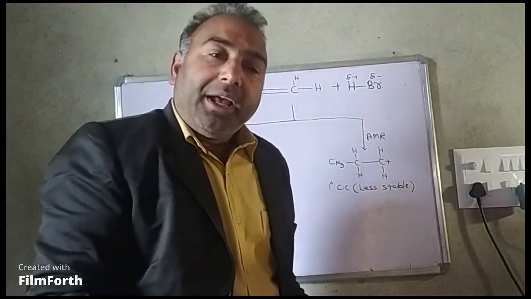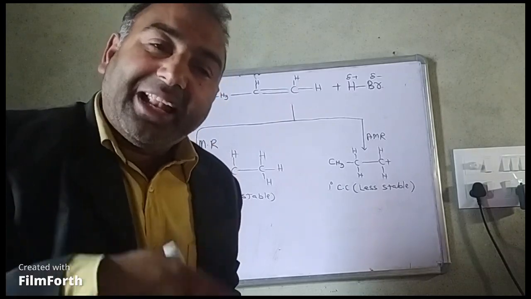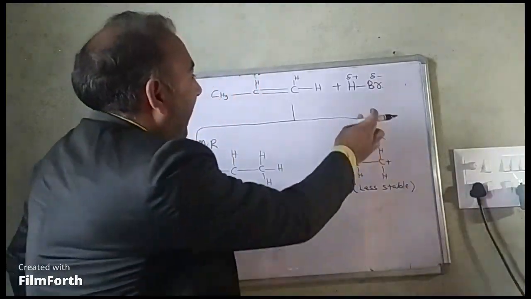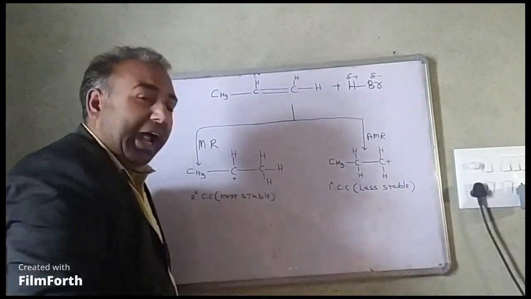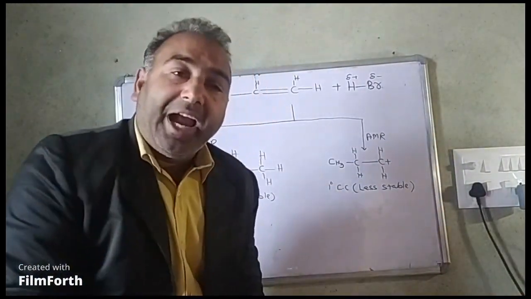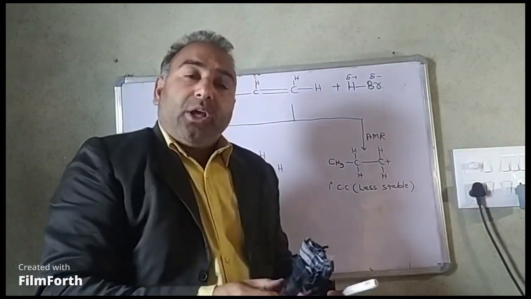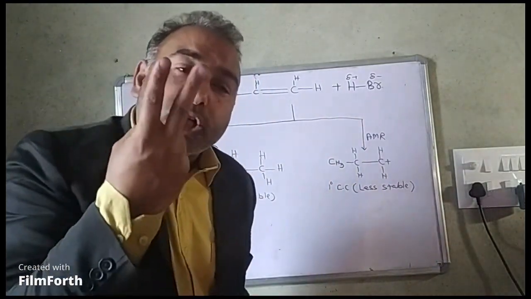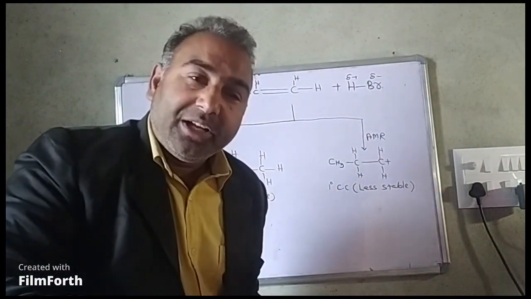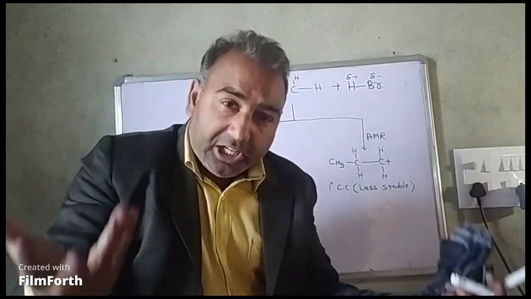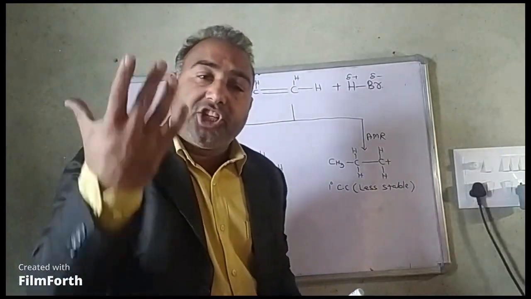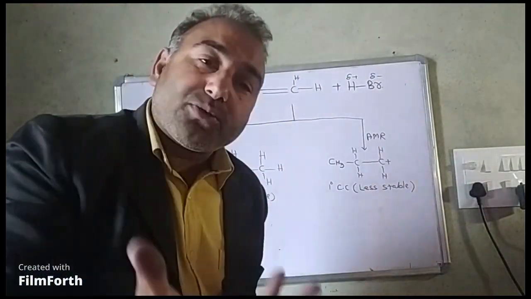Now, in the end, the halide ion, bromide ion, will come. That also has two options. It will attack this central carbon and give one type of alkyl halide, and it will also go to the terminal carbon and give a different alkyl halide. So in these reactions, we will get two products. One product will be major in quantity, in yield, and the other will be minor. Now, which one will be major? The one whose carbocation is more stable.